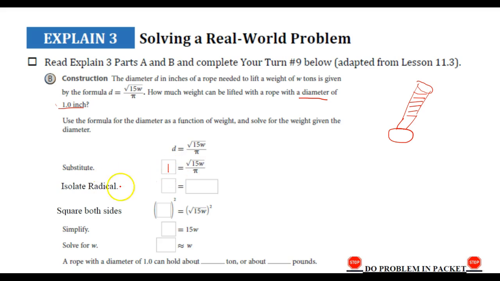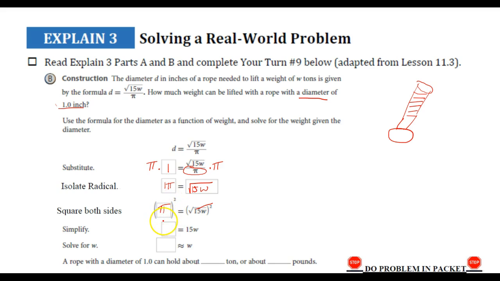Next thing I'll do is I'll try and isolate the radical. So here I'm dividing by pi. What's the opposite of dividing? Multiplying, right? So that would be 1 pi, or just pi, times the square root of 15w. So I'm going to square both sides. I'm going to square pi and square this side, and that's going to get rid of my radical.